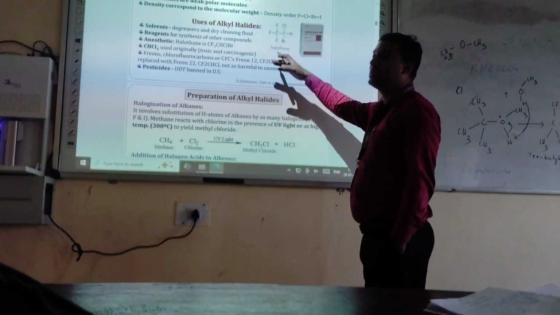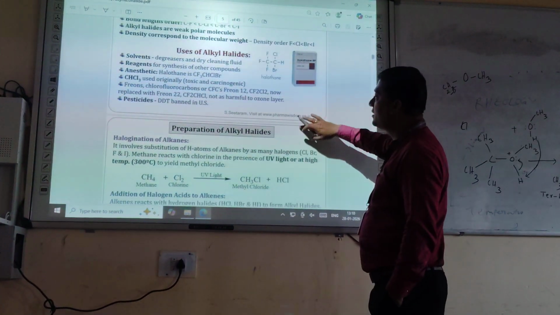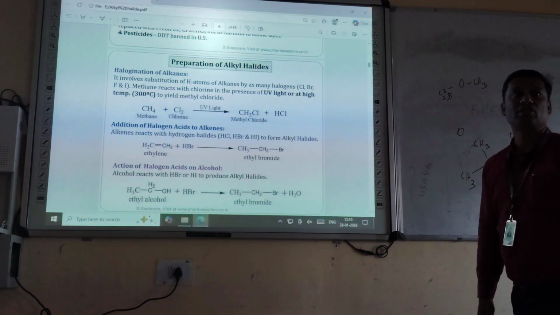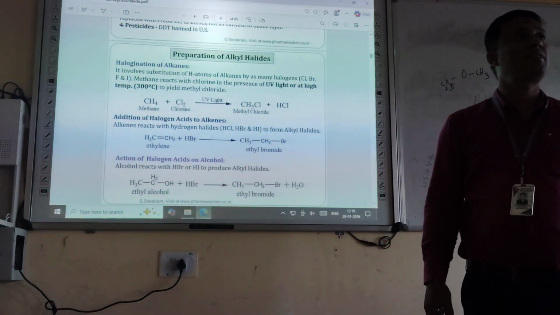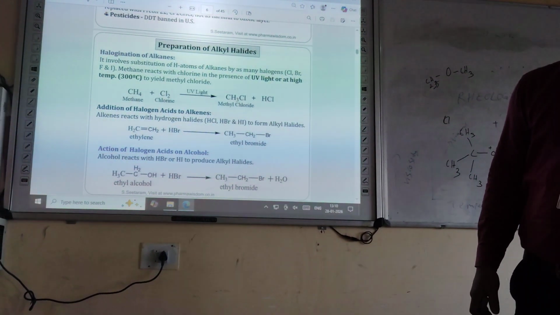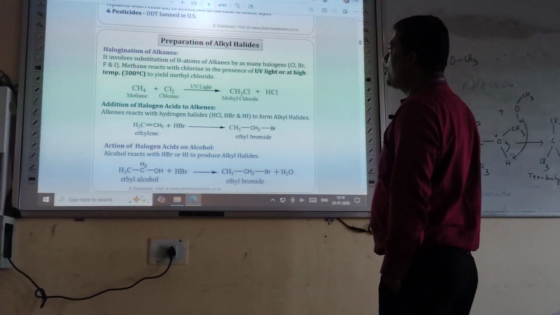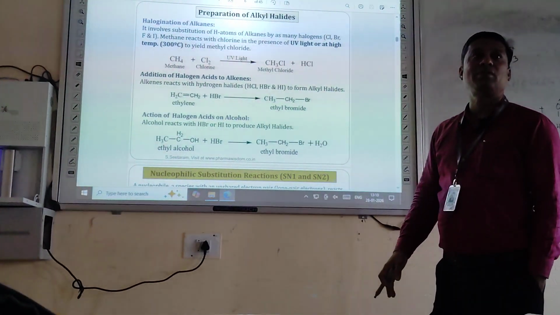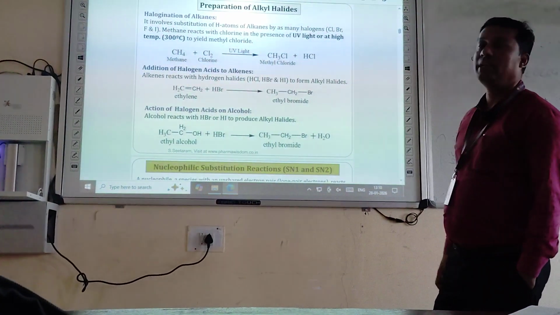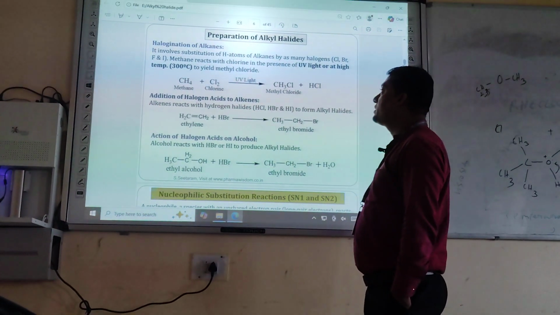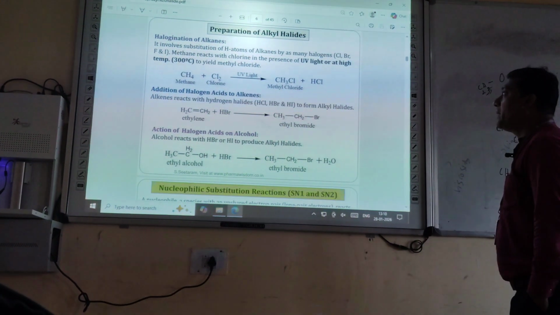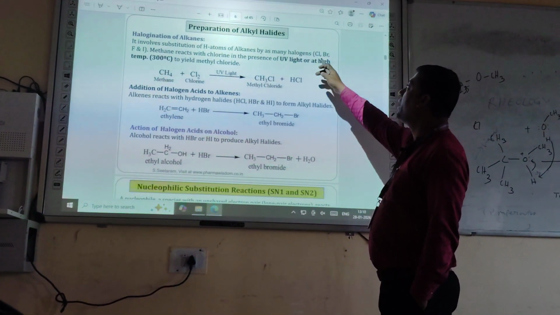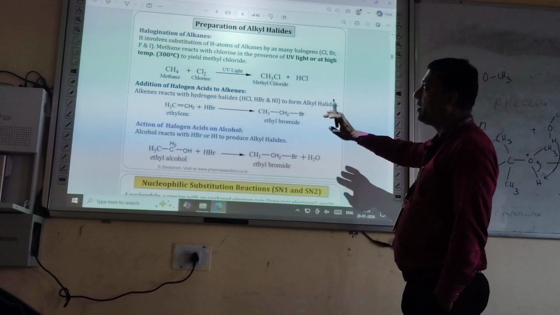Okay, these are the different uses of alkyl halides. Then methods of preparation of alkyl halides. Methods of preparation have been studied at +2 level. Again, we recall halogenation of alkanes. The alkane has carbon-carbon single bonds. If it is halogenated, it involves the substitution of hydrogen atoms of alkanes by halogens like chlorine, bromine, fluorine and iodine.